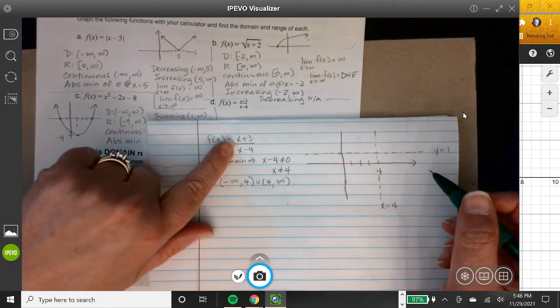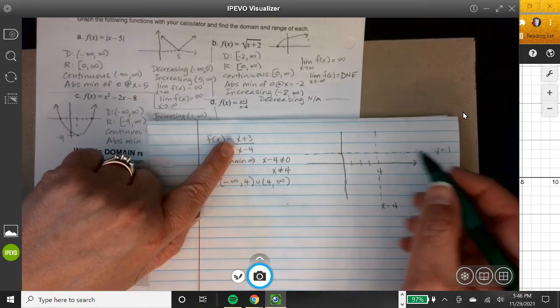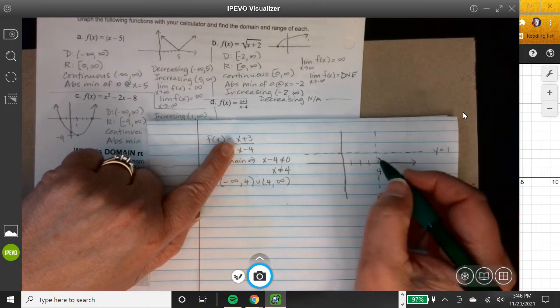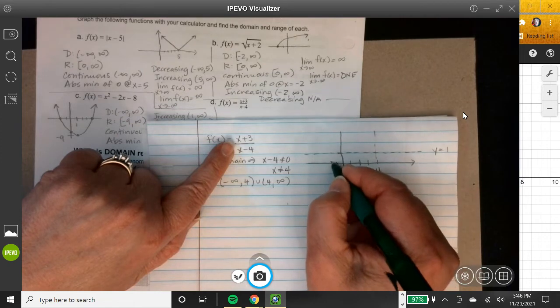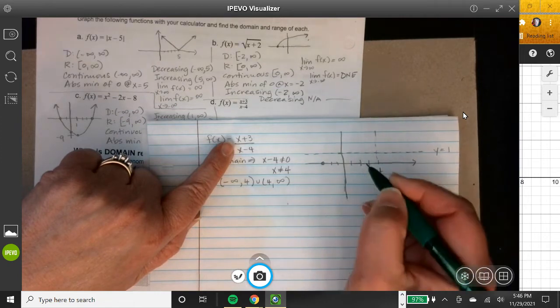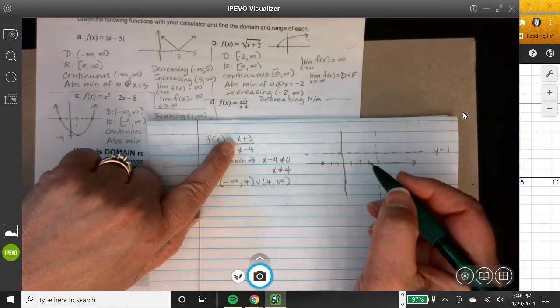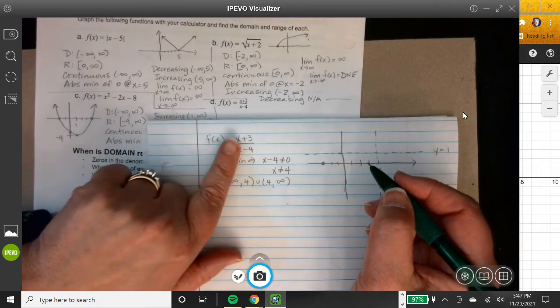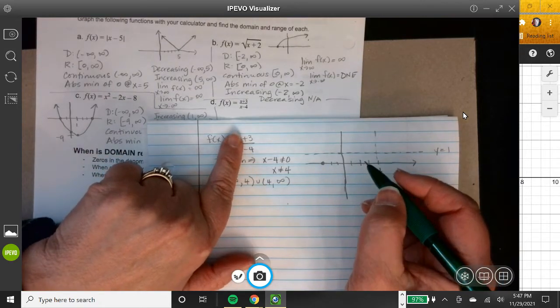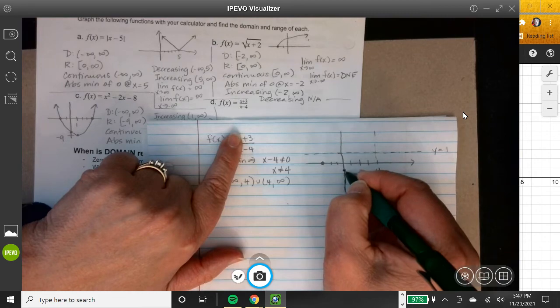And then I set the numerator equal to 0 because that's my 0. So when the numerator is 0, x equals negative 3. So here's my 0. And then I plug in x equals 0. That's a nice number to plug in. And when I plug in x equals 0, I get negative 3/4. So it's right about here.